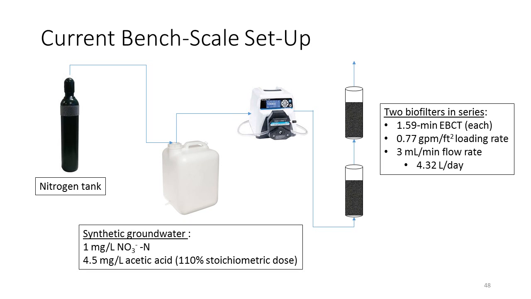So this is the current setup right now. I have a nitrogen tank that is bubbling into a carboy full of synthetic groundwater that has 1 milligram per liter of nitrate and 4.5 milligrams per liter of acetate, which is 110% of the stoichiometric dose. So that would ensure that theoretically all of the nitrate could be reduced to dinitrogen gas.